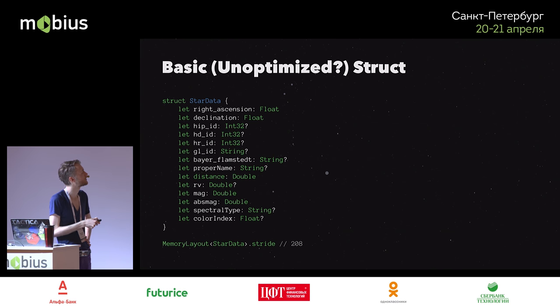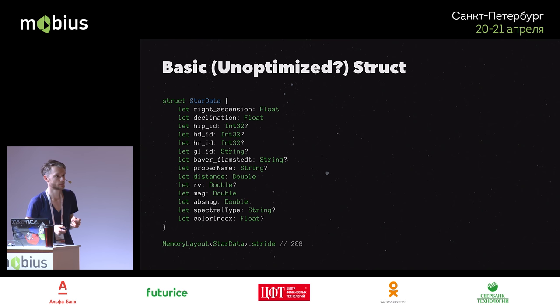And then there is a bunch of IDs, and then there's classifications, the proper name. You know, our sun is called Sol, and there's like Vega and Arcturus and many other stars in the sky that have proper names. And we have a distance, and we have magnitudes so that we can show them in the graphics in the right size. And then we have color index so that we know if it's more like a bluish star or orange star.